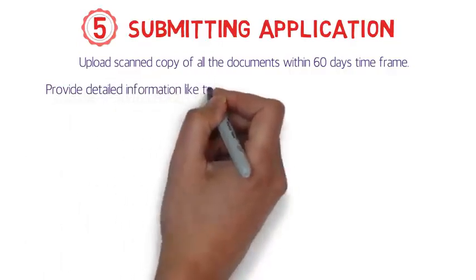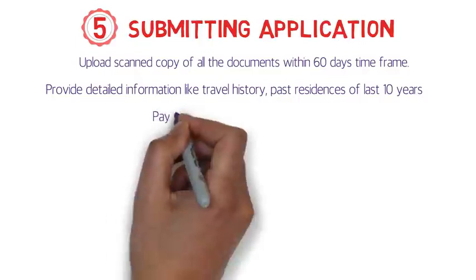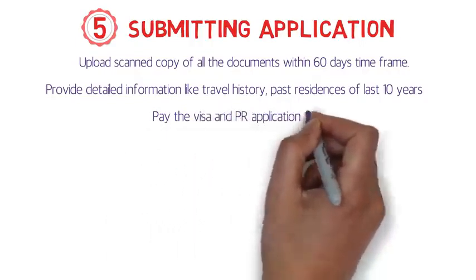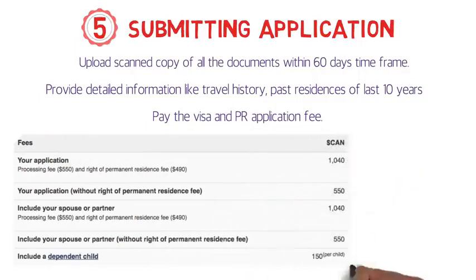Provide detailed information like your travel history, past residences of the last 10 years. You need to give all that information, and it's a lot of information that they ask in different kinds of forms. And all of this is done online. You have to pay the visa and PR application fee as well. So how much is the fee? This is the official screenshot from the Canada.ca website. If you're a single applicant, in that case, you need to pay something around 1,040 Canadian dollars. And if you include your spouse as well, in that case, you need to pay double that amount.